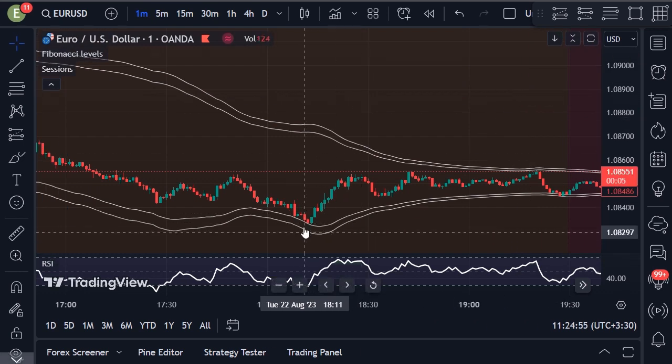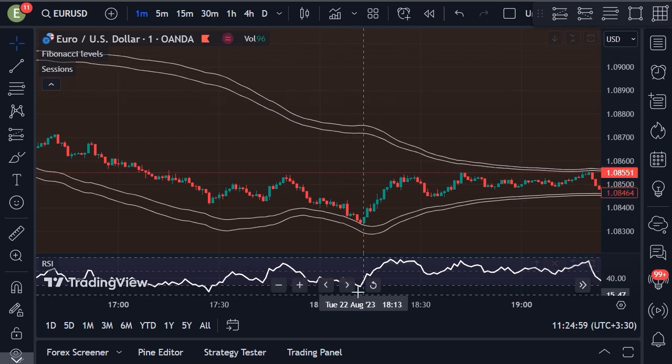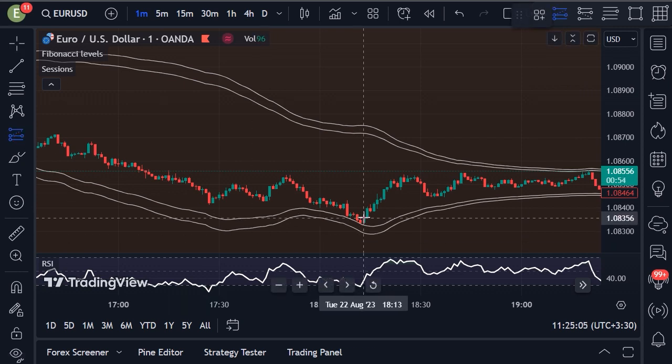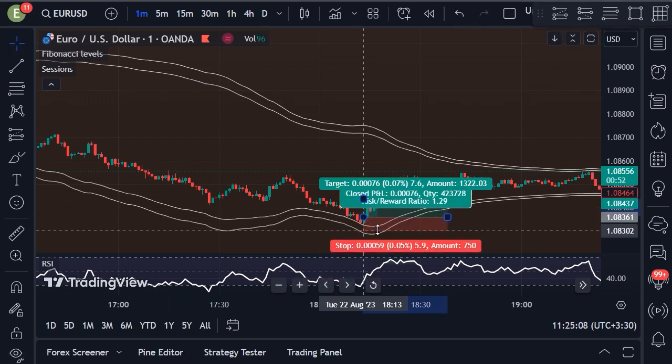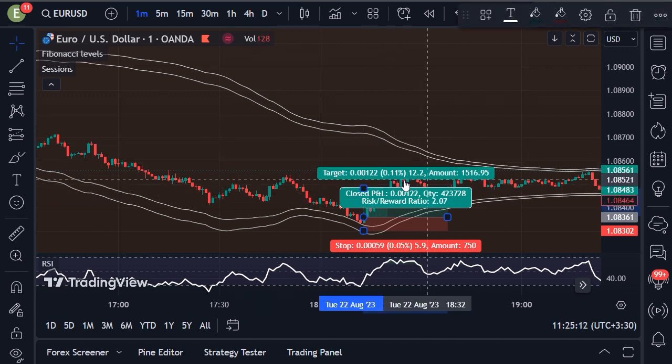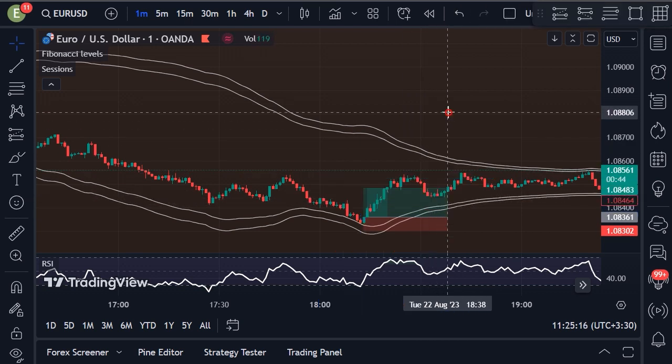Here, the price has reached the lower Fibonacci levels, and the RSI is in the oversold zone, and we are in the New York session, so we can enter the trade. We place the stop loss behind the last low and set the take profit at a risk to reward ratio of 2.